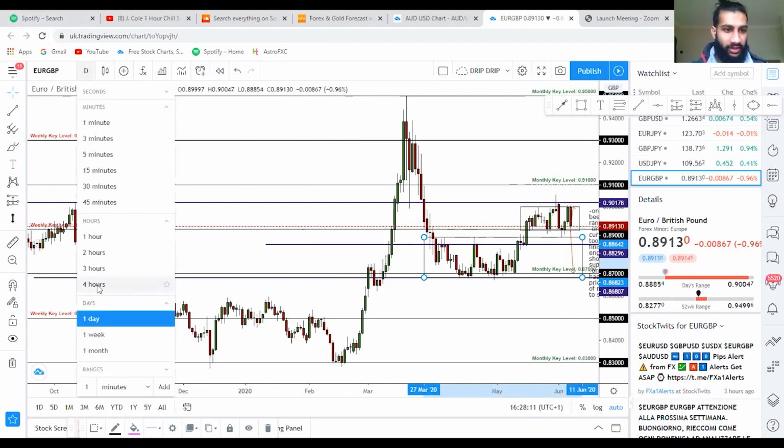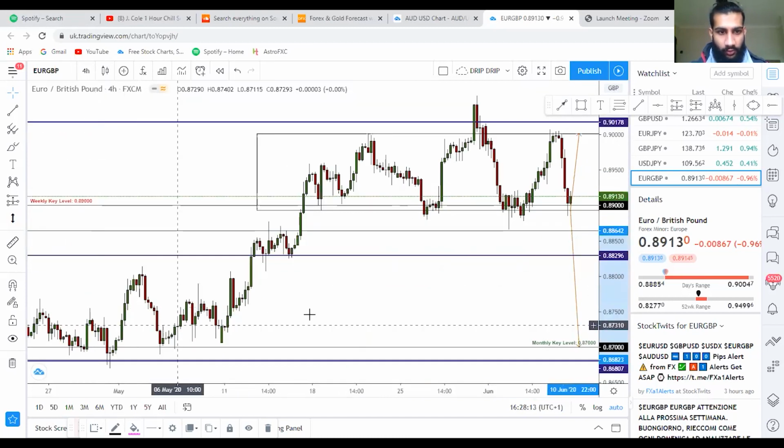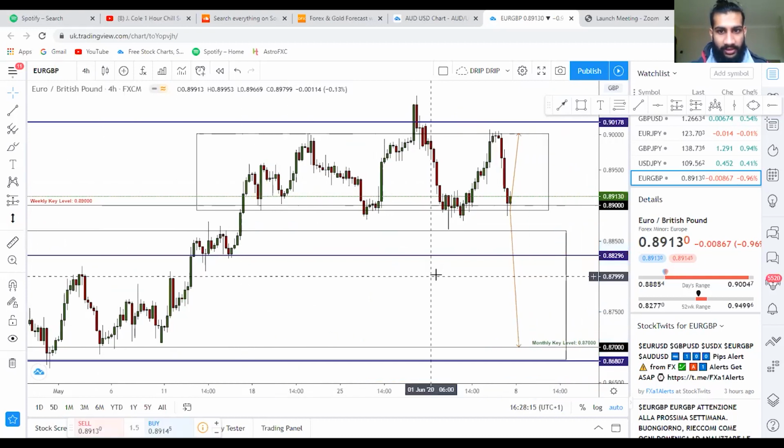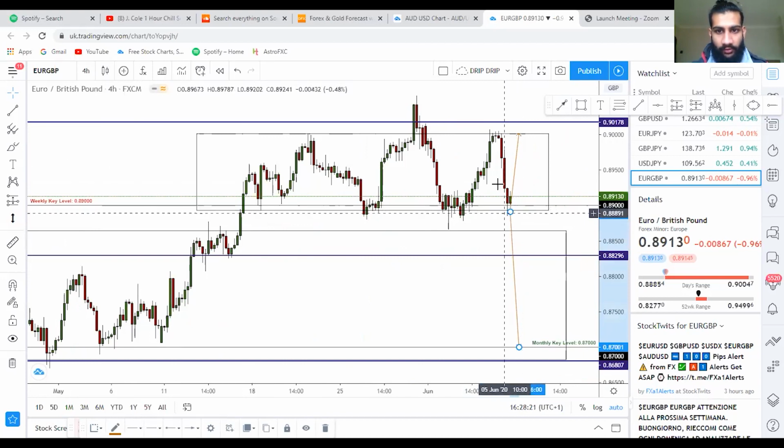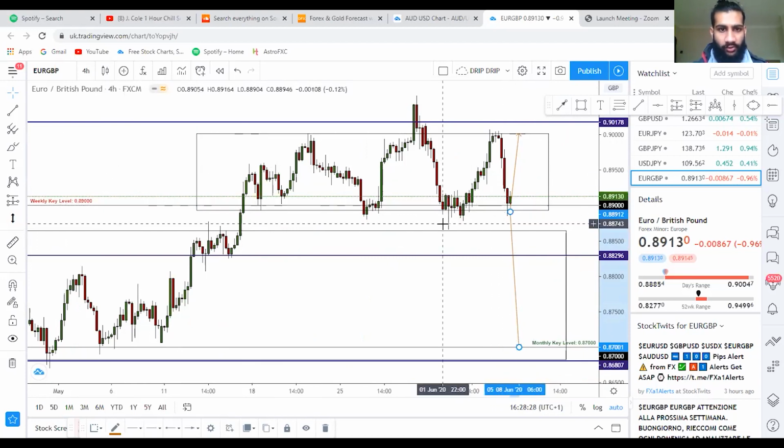Now, the interesting thing is when we go into the 4 hour, we can see price has made a bit of a rejection over here, a bit of a rejection over here with the wick, and then a bullish candle to follow, which wasn't really strong, but it may want to push up right now.